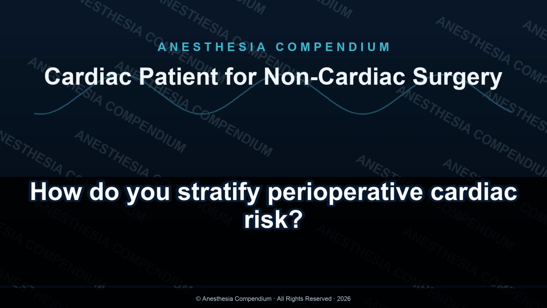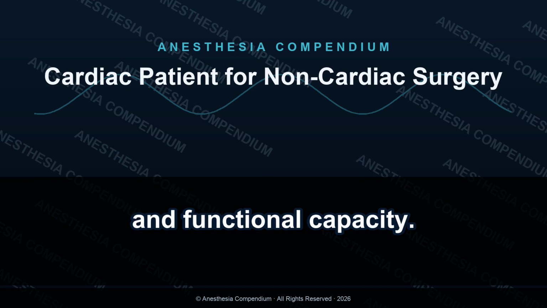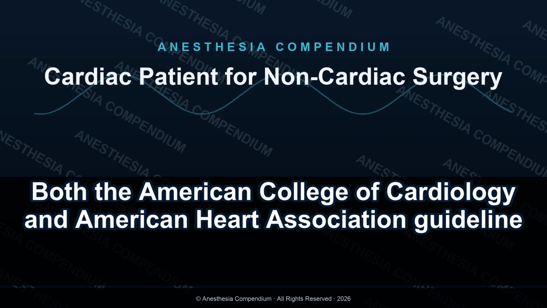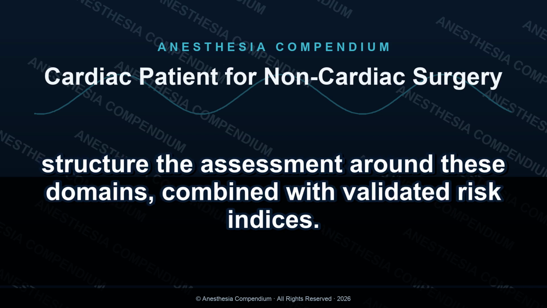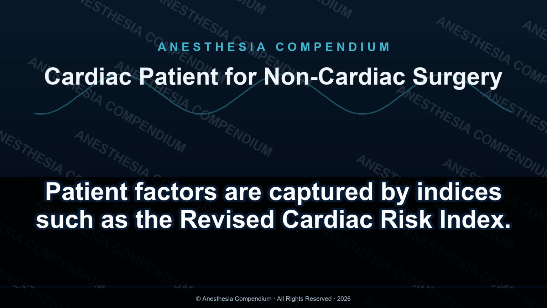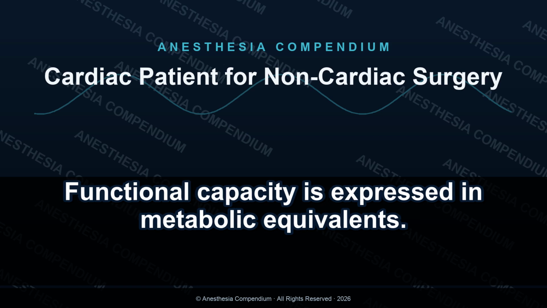How do you stratify perioperative cardiac risk? Risk is a function of three interacting domains: patient factors, surgical factors, and functional capacity. Both the American College of Cardiology and American Heart Association Guideline and the European Society of Cardiology Guideline, in their most recent iterations, structure the assessment around these domains, combined with validated risk indices. Patient factors are captured by indices such as the Revised Cardiac Risk Index. Surgical factors are stratified as low, intermediate, or high risk. Functional capacity is expressed in metabolic equivalents.